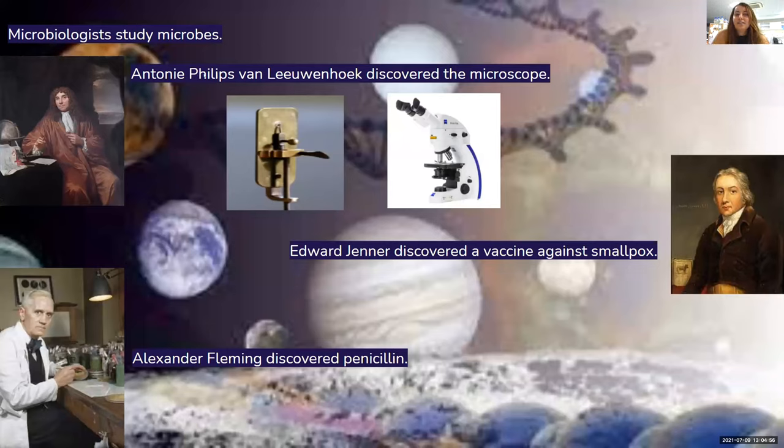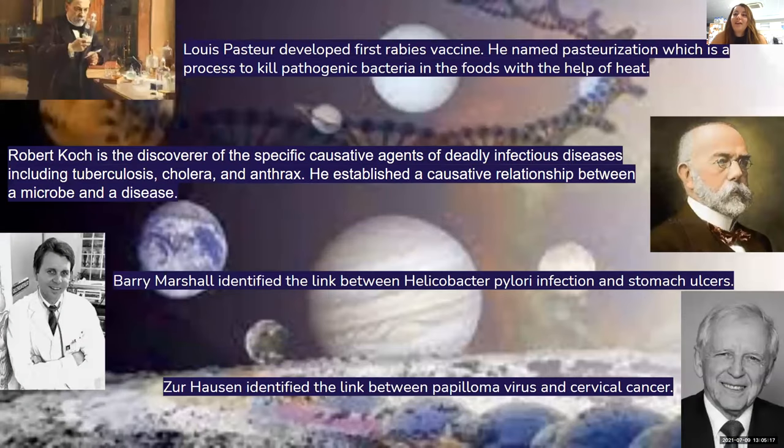And we will see some scientists here who studied microbes. Leeuwenhoek discovered the microscope. Edward Jenner discovered the vaccine against smallpox. Alexander Fleming discovered penicillin. And Louis Pasteur, I'm sure you know the name. He developed the first rabies vaccine, and he also named pasteurization. This process kills the pathogenic bacteria in foods such as milk.